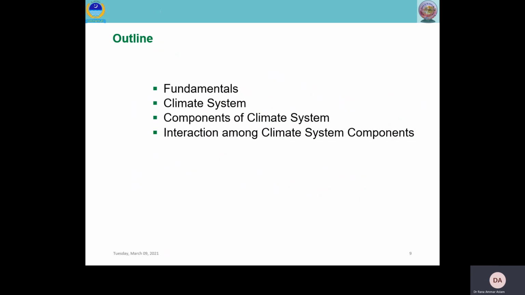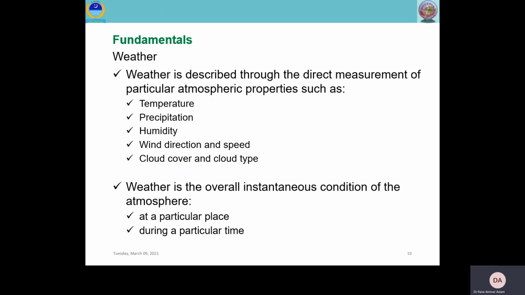So this is actually the outline of today's lecture. We will cover some of the fundamentals regarding this course, meteorology and climate change. Then we will see what a climate system is, what its components are, and how they interact with each other, right? So it is important to know the climate systems. So why is it important? We will talk about it in the coming slides. Let's see first some of the fundamentals. The first and the most important terminology is the weather. So when it comes to meteorology and climate or climate change, the first thing that you will have to learn is the weather, right?